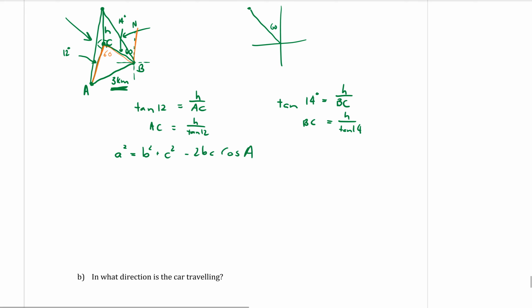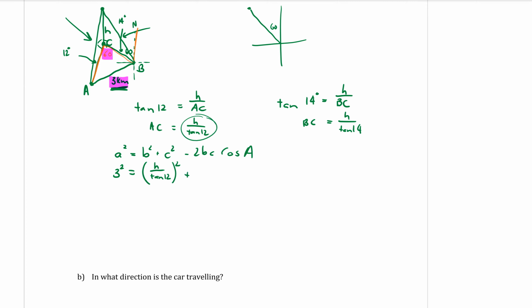The 60 degrees and the 3 kilometers are going to be the a's in the formula. So a squared is going to be 3 squared equals, the b and the c are the other two sides, so b is H over tan 12, squared, because that's AC, this one up here that I found before.